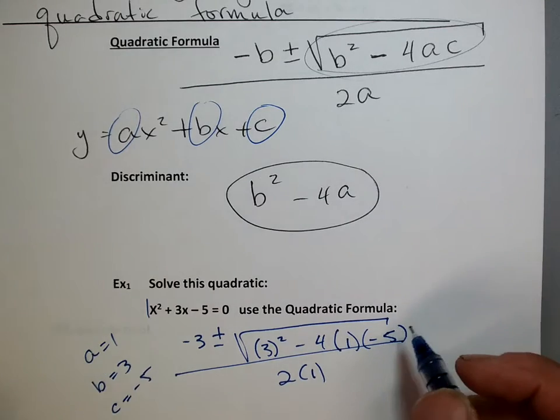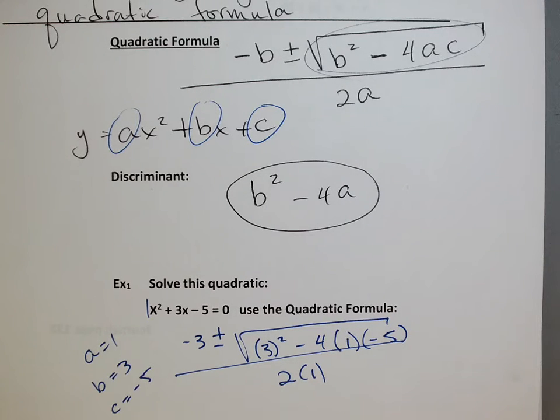One more time. I want everybody to see this. All I'm doing is putting these numbers in. We're just plugging numbers in. There's my a, my b, and my c. So my formula, negative b. If I put a 3, I want a negative 3. So my 3 goes there.